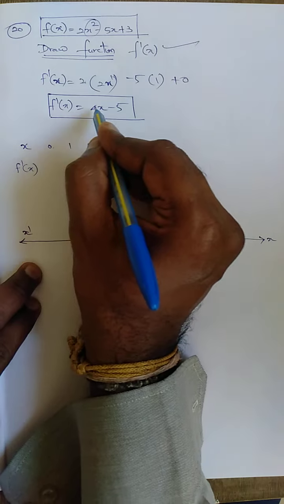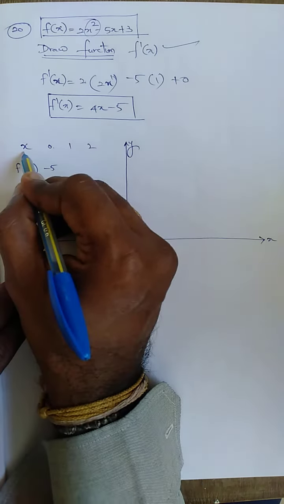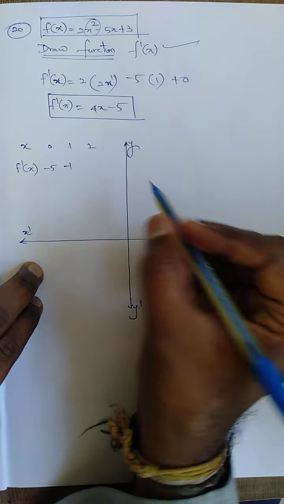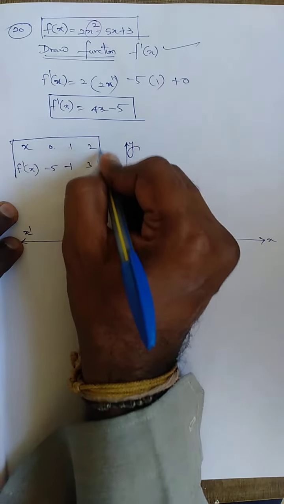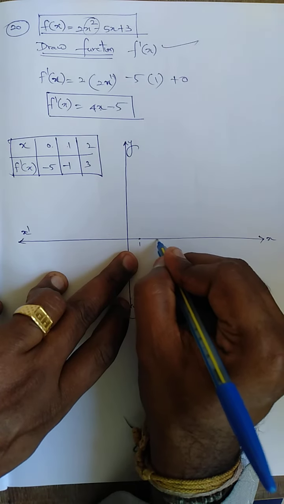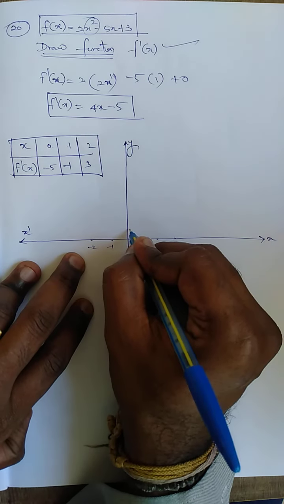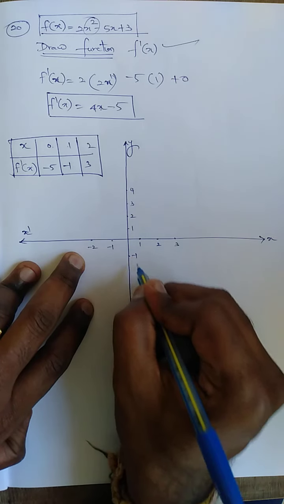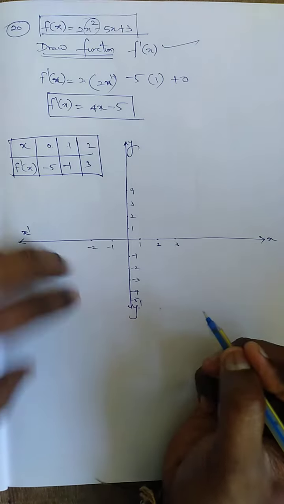If x is 0, 4 into 0 is 0, minus 5. If x is 1, 4 into 1 is 4, 4 minus 5 is minus 1. If x is 2, 4 twos are 8, 8 minus 5 is 3. So these points are enough for us. So this is 1, 2, 3, 4, minus 1, minus 2, minus 3, minus 4, and minus 5.